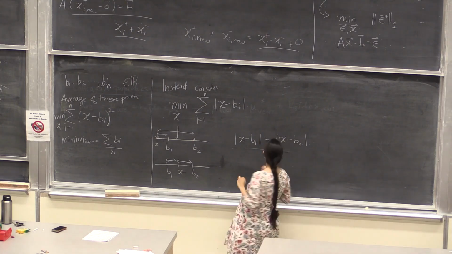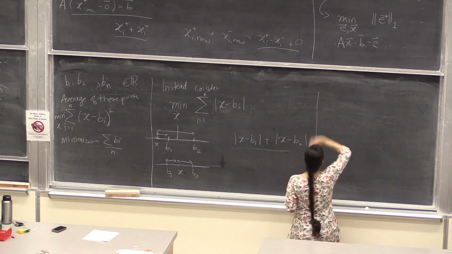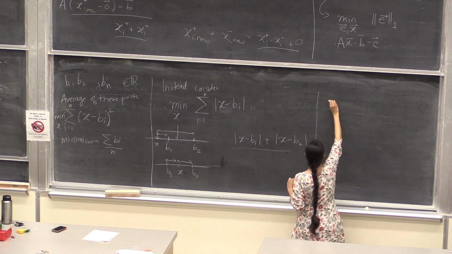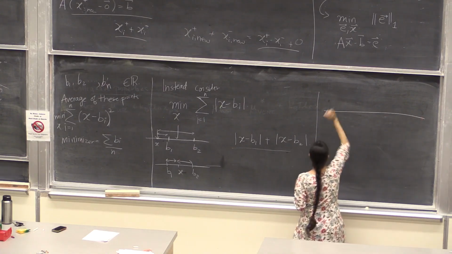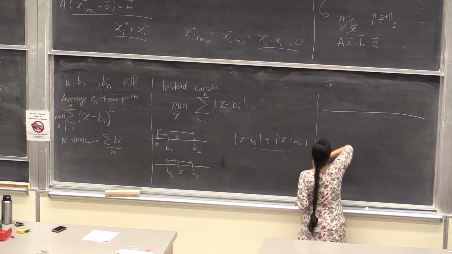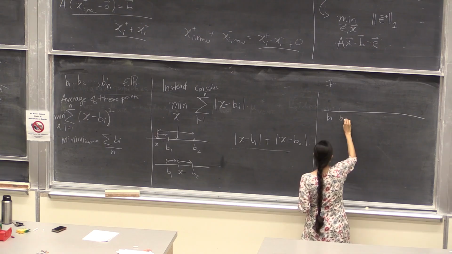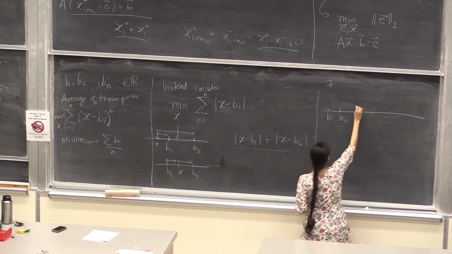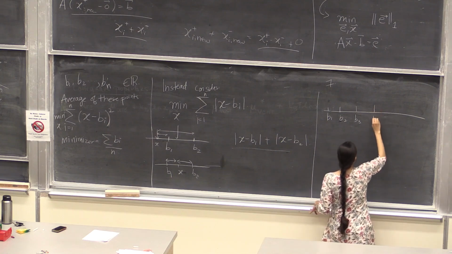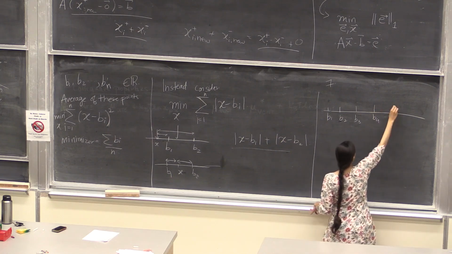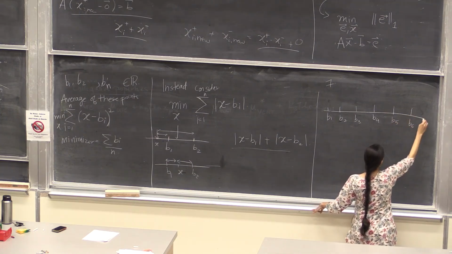But now let's consider this case. What if I had now many, many points? Let's say I have 7 points. Okay, let's say b1, b2, b3, b4, b5, b6.